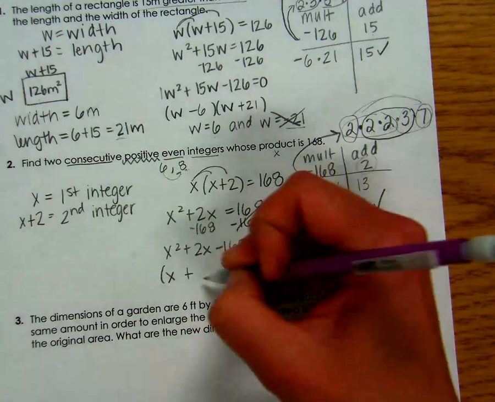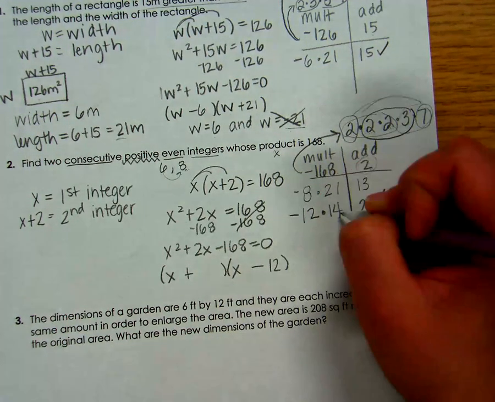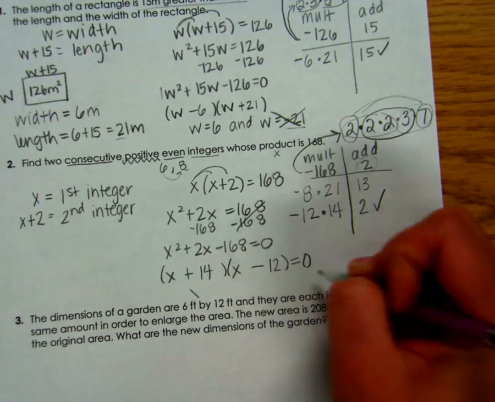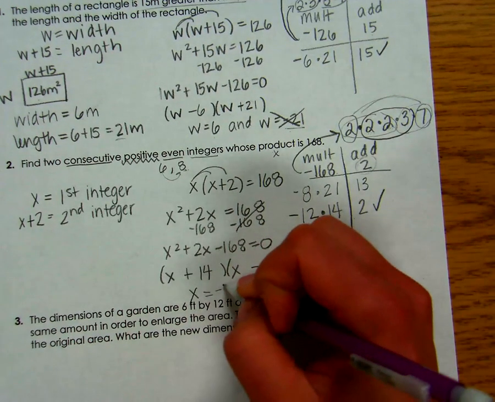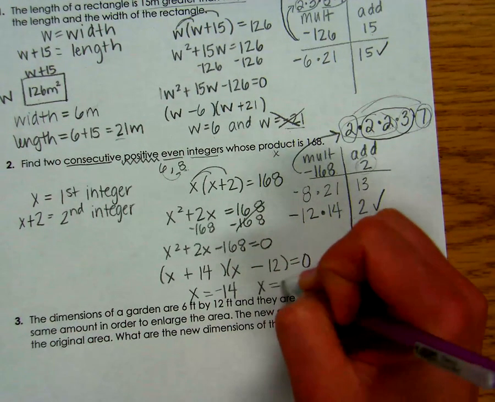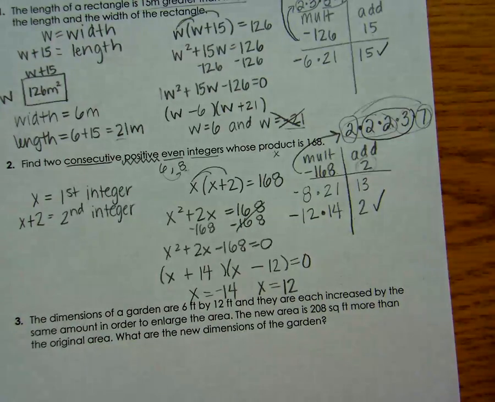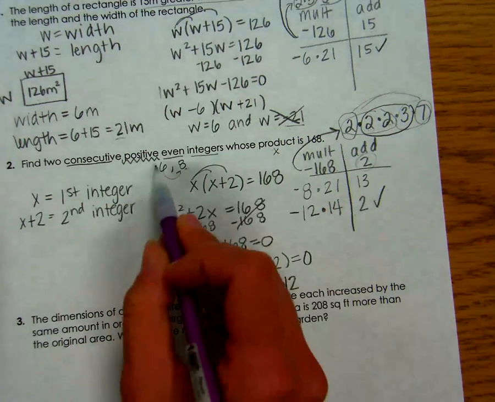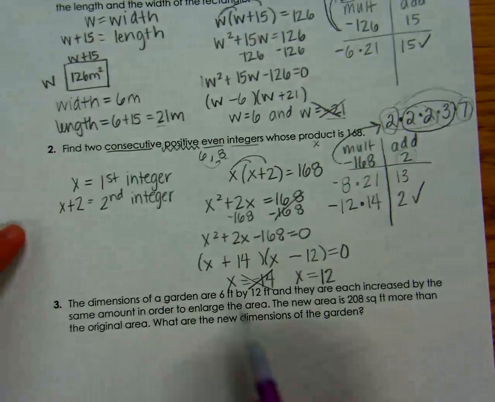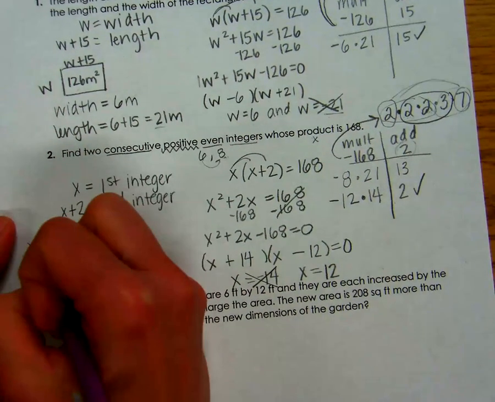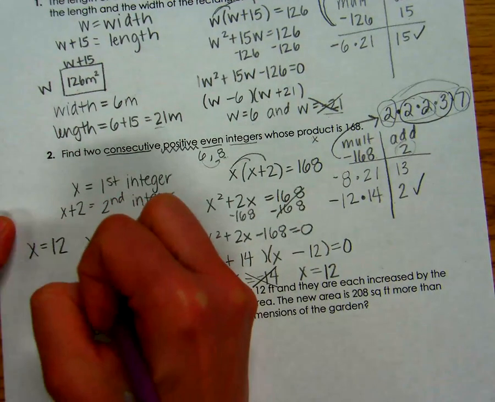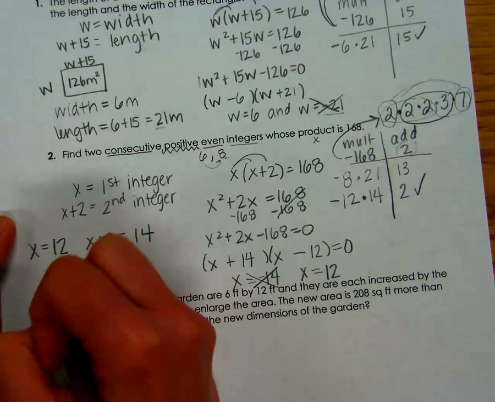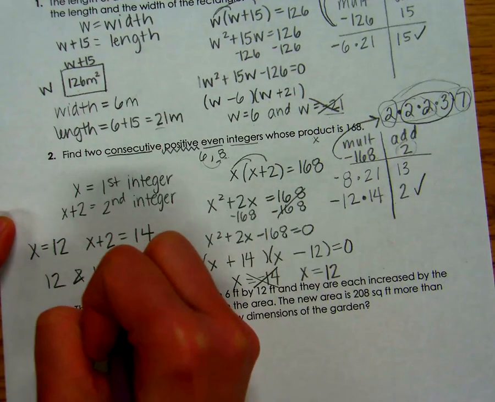So I have negative 12. I'm going to put it with my minus, and positive 14. So that all equals 0 still, so we're solving. So x equals negative 14, and x equals 12. The problem says positive integers, so x can't be negative 14. So our first integer is 12, and then x plus 2 equals 14. So my two integers are 12 and 14.